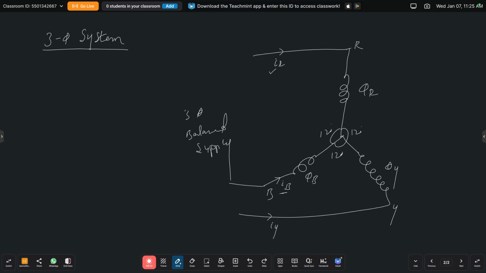So here three fluxes are produced: phi R, phi Y, phi B. Now the total flux phi T is equal to the vector sum of phi R bar plus phi Y bar plus phi B bar. These are the individual fluxes, and the total flux is the vector sum of these three. This total flux is the rotating magnetic field.